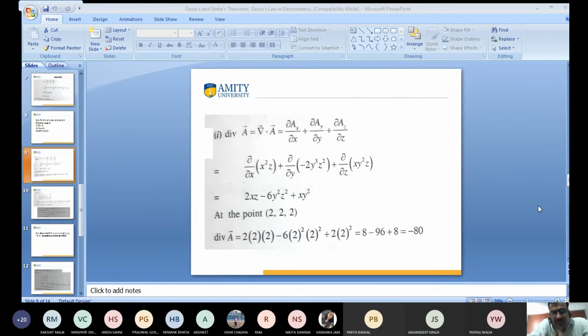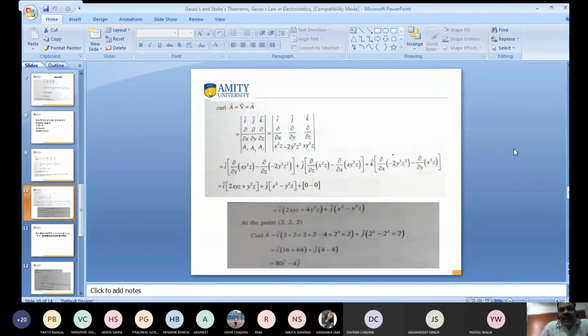Divyam. So I'm doing it right now. Okay, I want to give you the answer. Many people have done the answer, so I will proceed. Do you get this one? The answer is 80i minus 4j. Do you get it? This is the correct answer.